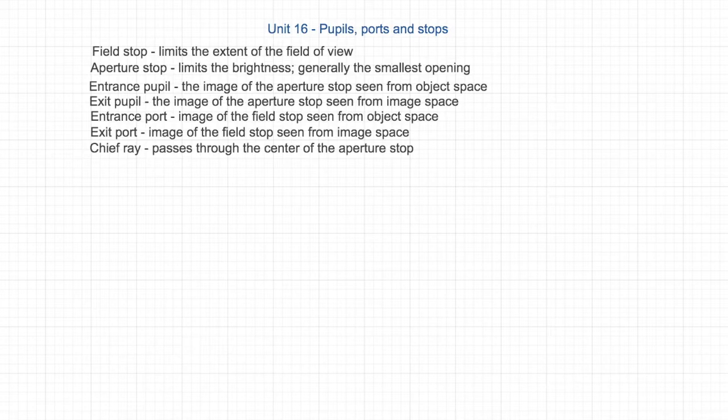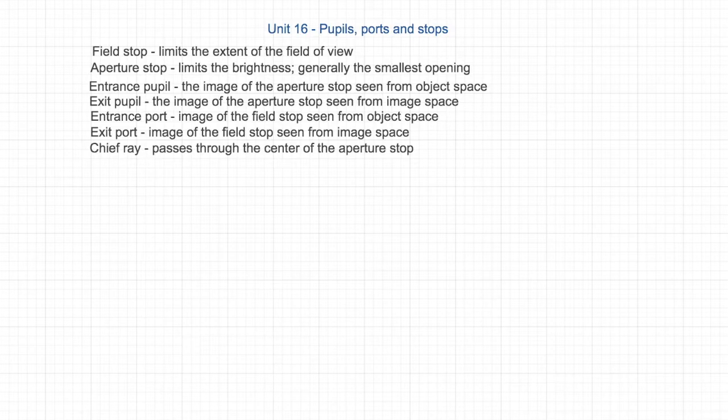So I have a bunch of definitions here. These are words that you should be familiar with since you are now in Unit 16 an expert in optics, and people will expect you to understand what these terms mean. So a field stop is an opening that limits the extent of the field of view. An aperture stop is an opening that limits the brightness.